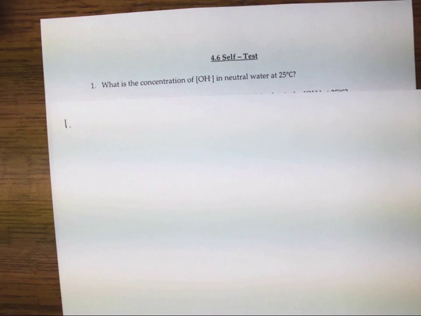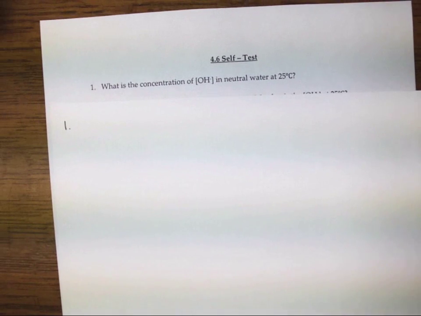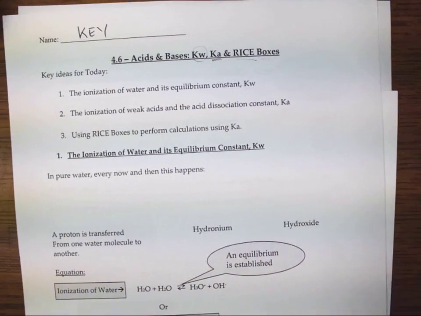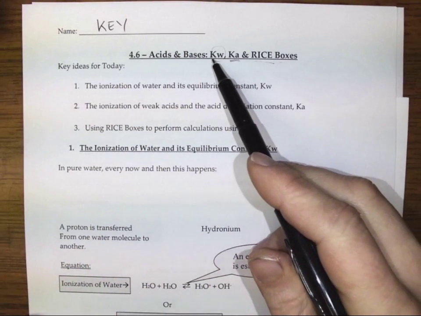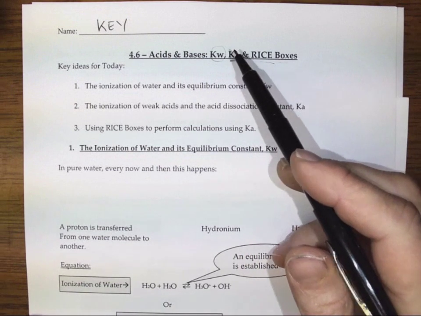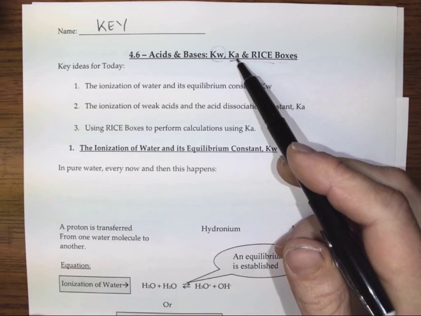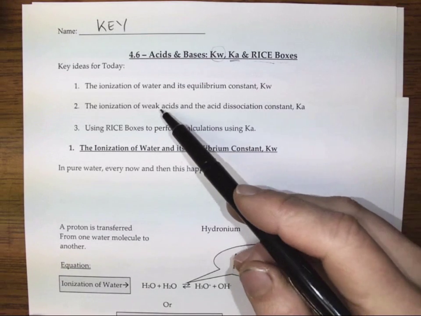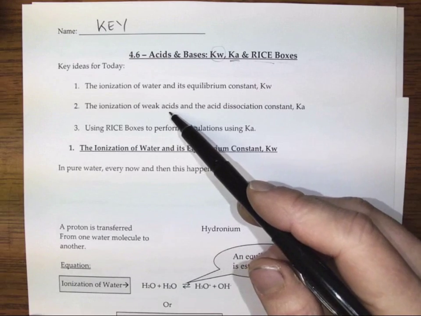Solutions to our 4.6 notes about using this value of Kw and also the dissociation constant for acids, and how the ICE box can help us in answering questions about, say, weak acids and their pHs.